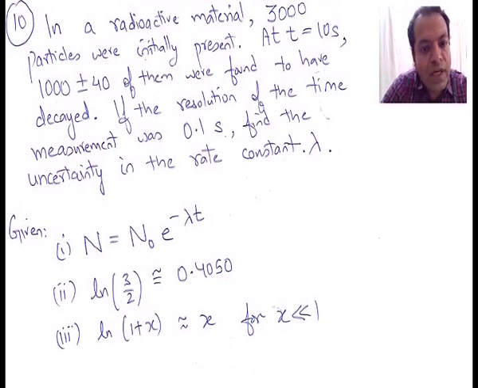So we are given 3 hints here. One is the law for radioactivity, which is given by an exponential decay, N = N naught e raised to power minus lambda t. Capital N on the left hand side is the number of particles at time t, and N naught is the number of particles at time t equal to 0. We are also given the ln of 3 by 2, and we are also given that the expansion of ln of 1 plus x, where x is a small quantity, is simply x. Let's proceed to solve this problem.